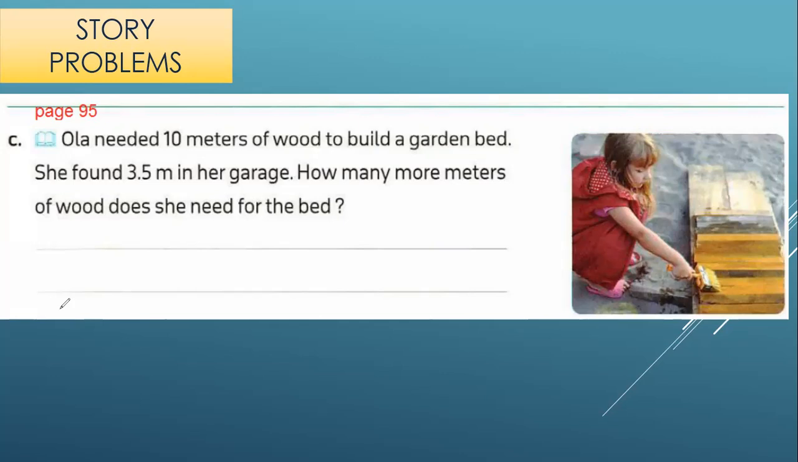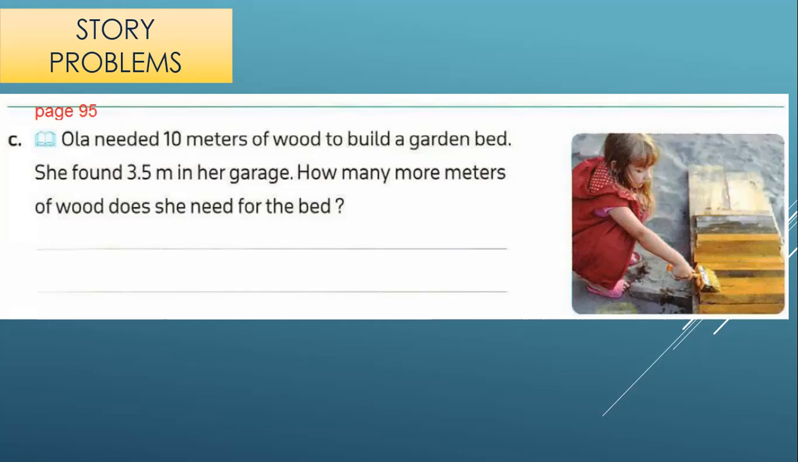Okay. What will you do? Ola needed 10 meters. She found 3.5 meters. She didn't find all the amount of wood she needs. She only found 3.5 meters in her garage. How many more meters of wood does she need? Okay, she needs 7.5? Are you sure? No, 6.5. Very good.